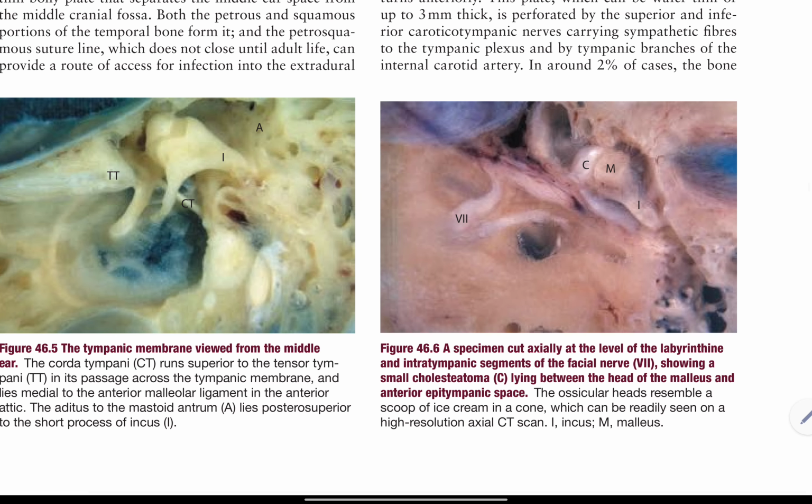Figure 46.6, a specimen cut axially at the level of the labyrinthine and intratympanic segments of the facial nerve, 7, showing a small cholesteatoma, C, lying between the head of the malleus and the anterior epitympanic space. The ossicular heads resemble a spoon scoop of ice cream in a cone, which can be readily seen on high resolution axial CT. I, incus; M, malleus. Incus, malleus, cholesteatoma, and facial nerve.